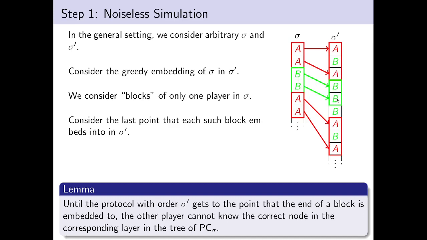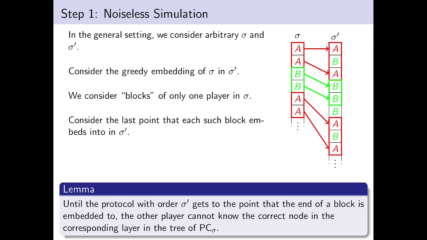While you might be able to send information about the latter layers and earlier messages, until you know all of the layers along the way, you can't actually get anything meaningful. So until you reach the end of the embedding of this block, you can't make any progress. And this argument proceeds by induction.